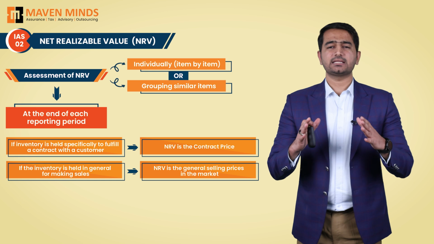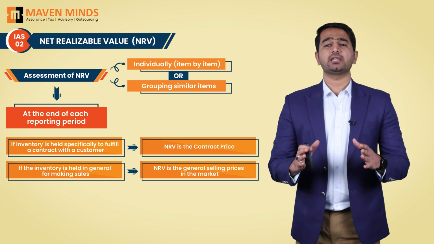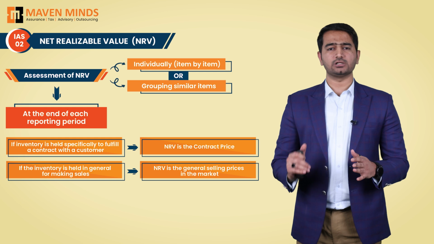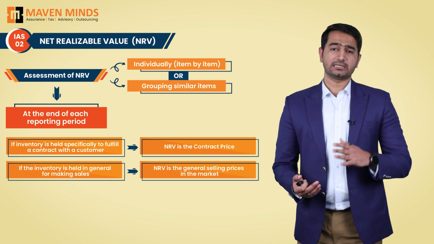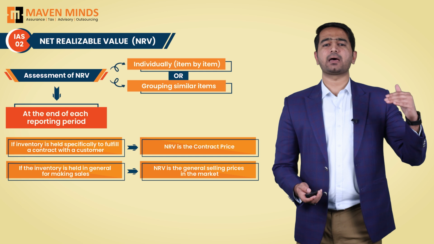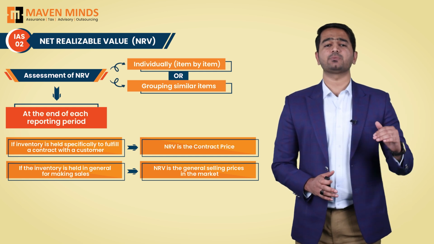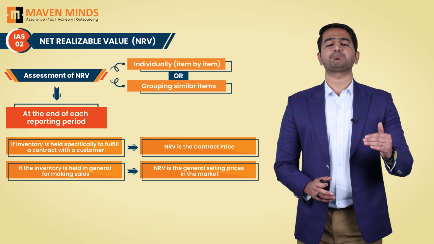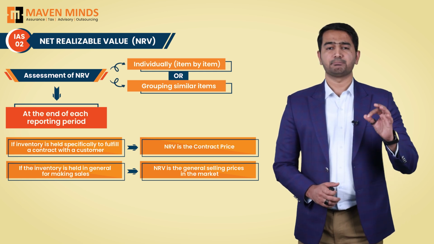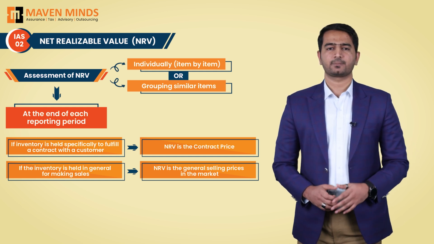Now, here is something to note. There may be situations where NRV initially falls due to factors like declining prices, but later prices go back up again. When that happens and the NRV increases, you can reverse the write down you had previously recorded, but only up to the original cost of the inventory.